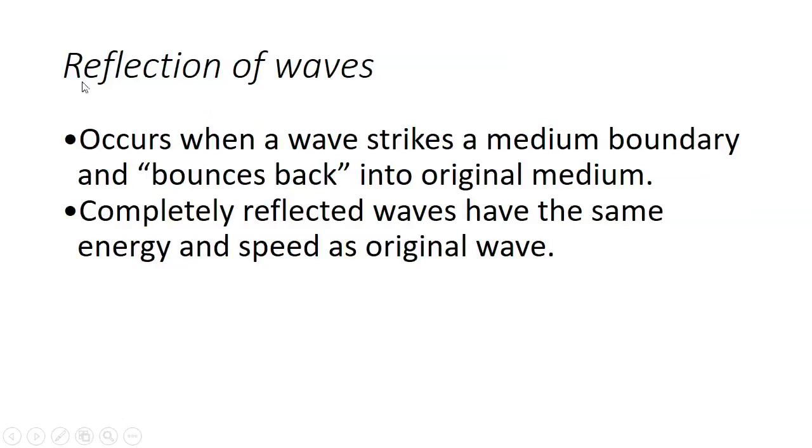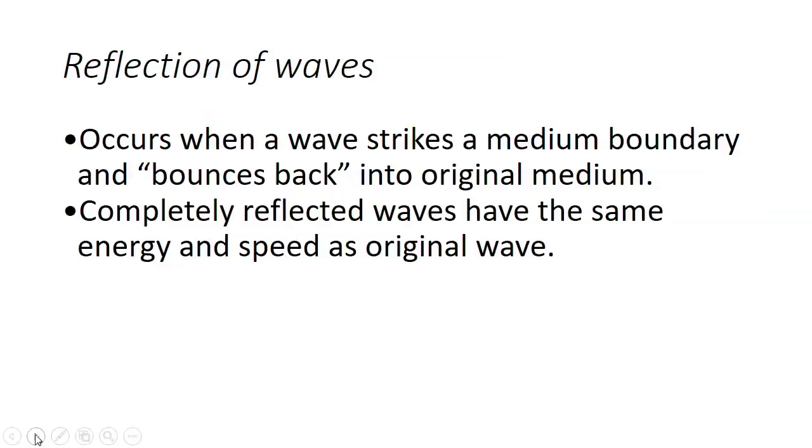Okay, now we go to other properties of waves. Waves can be reflected, waves can be refracted. So let's look at the reflection of the waves. Reflection of the waves occurs when a wave strikes a medium boundary and bounces back into the original medium. Completely reflected waves have the same energy and speed as the original wave. So, for example, the water waves hit a wall and then they bounce back. That is, they are reflected. That is a reflection of the wave.